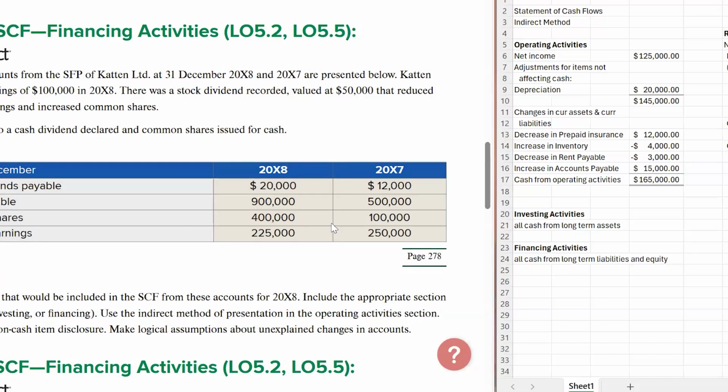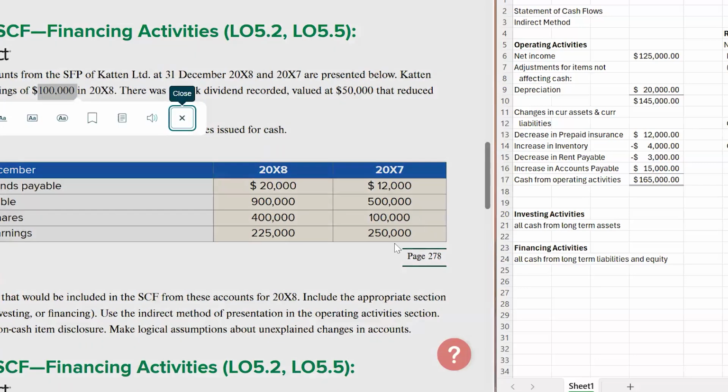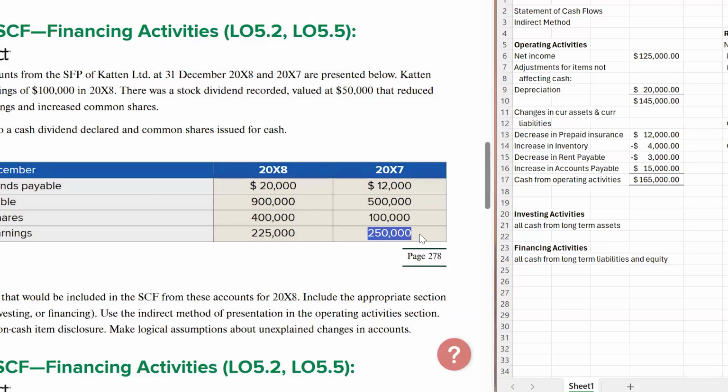Everybody can see that there. Now, when you look at what net income is, it says net income was 100,000. Okay, well, if you started with 250, right, and you added 100,000, you would have 350, but you only have 225. So it does tell you there was a stock dividend valued at 50,000 that reduced retained earnings. So basically what we could do, I'm just going to do a quick retained earnings example for you with this one in mind.